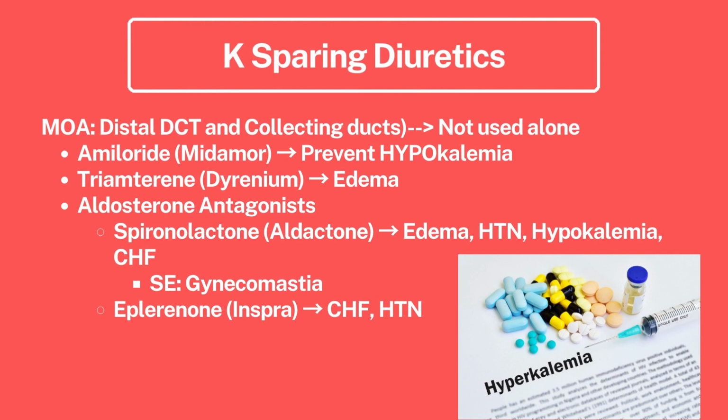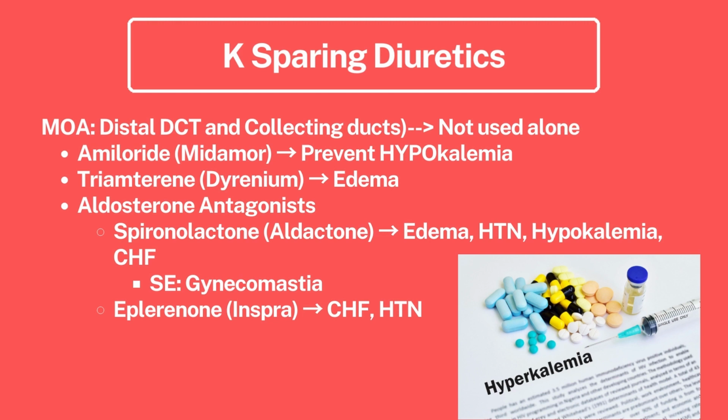Last but not least, we have potassium-sparing diuretics, which work in the distal convoluted tubule and the collecting ducts. And these diuretics are not to be used alone. And here is a list of them, the main ones being aldosterone antagonists, which are spironolactone, Aldactone, and eplerenone, Inspra. And it is important to know that a side effect of spironolactone is gynecomastia.